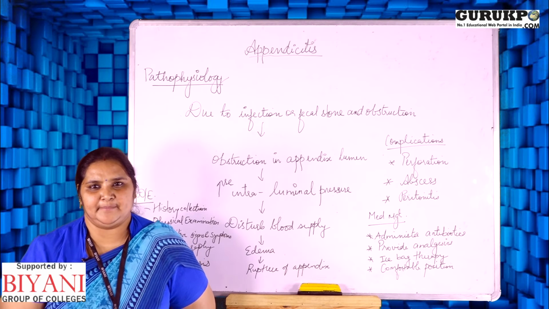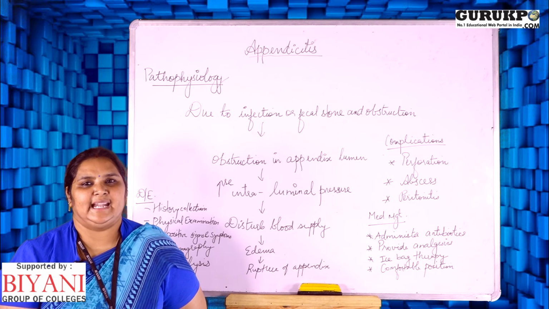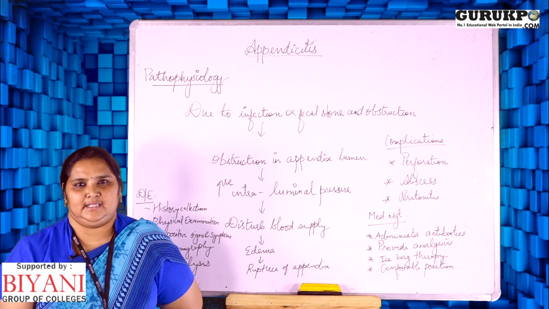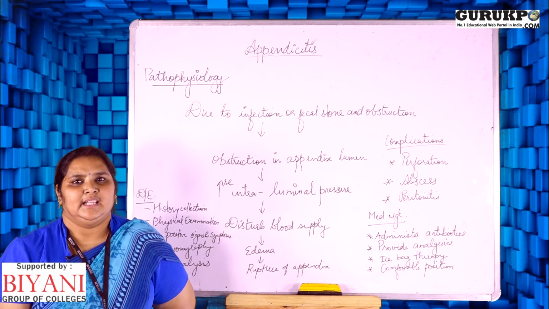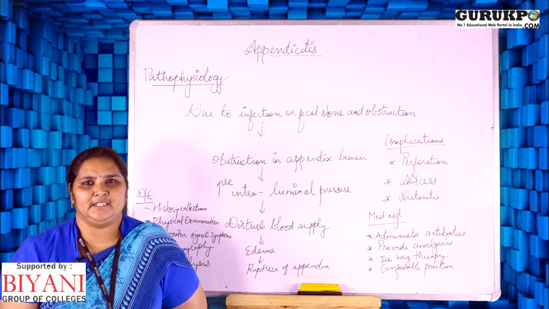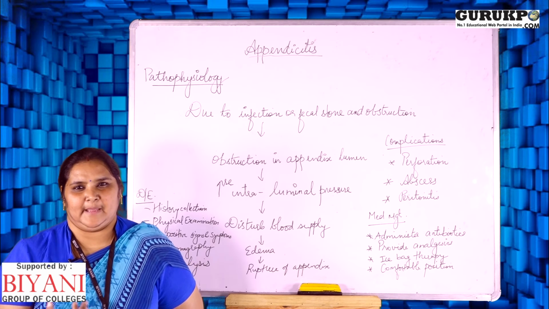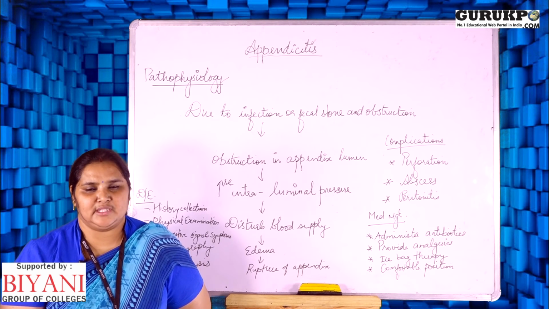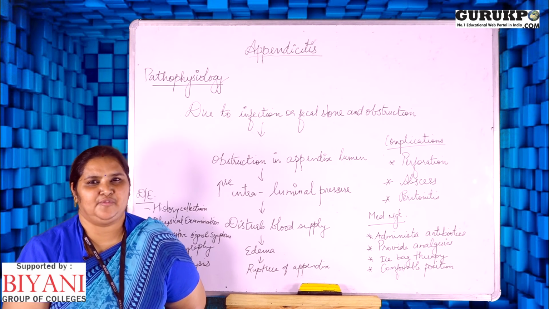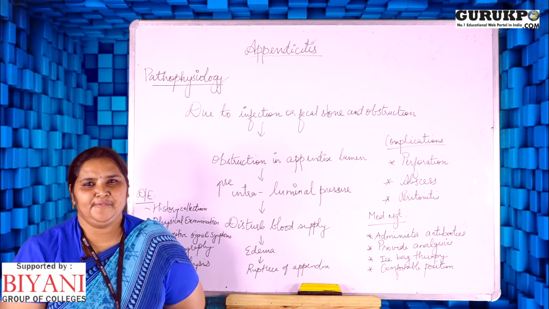There are two methods through which we can remove the appendix. One is through laparoscopy, where we insert a laparoscope with a camera, visualize, and then remove the appendix. The other one is the open surgical method, through which we open the abdomen and remove the appendix. Nowadays laparoscopy is usually done because the hospital stay is shorter, so we prefer laparoscopic removal of the appendix.